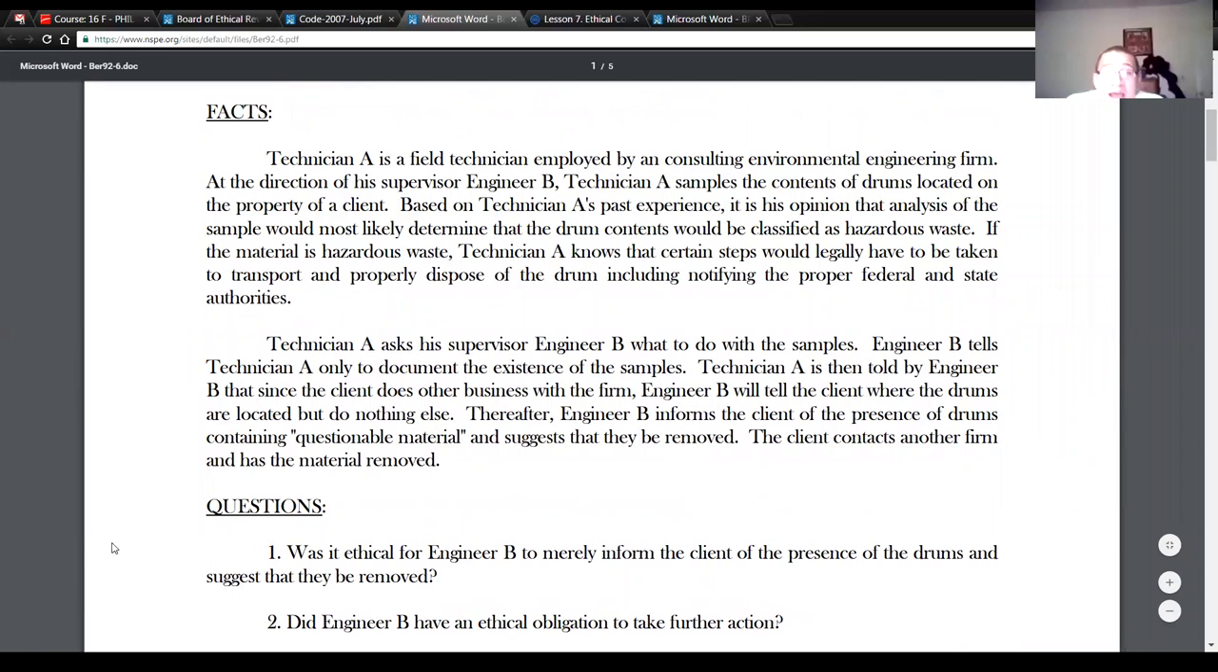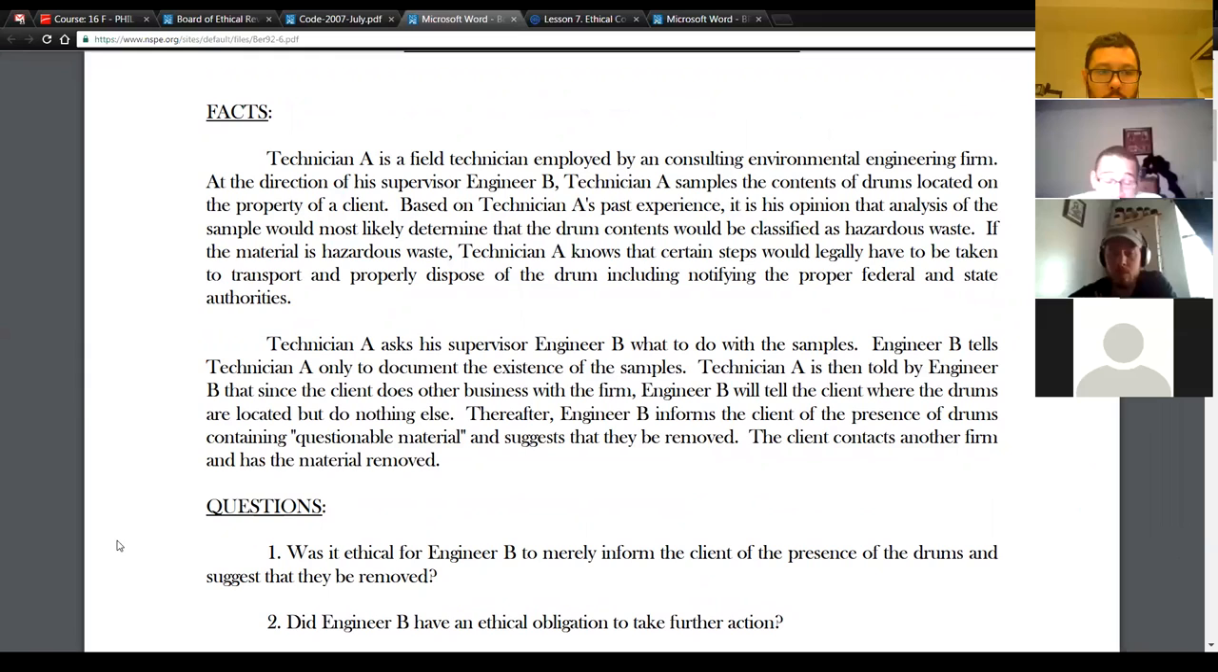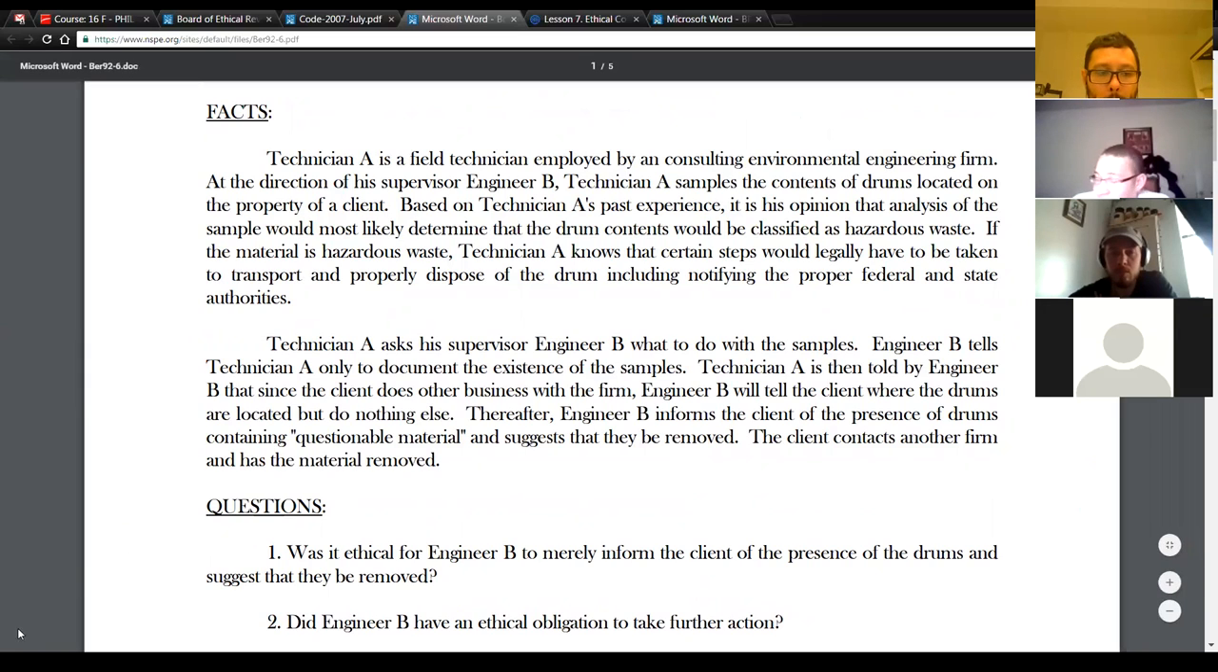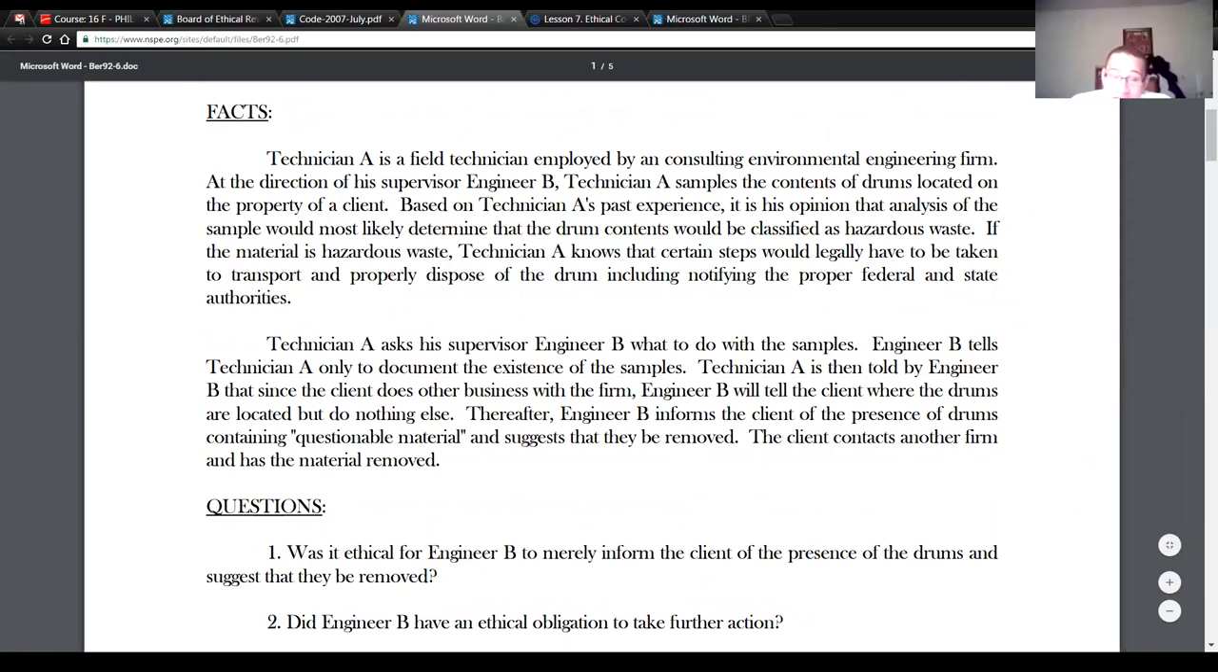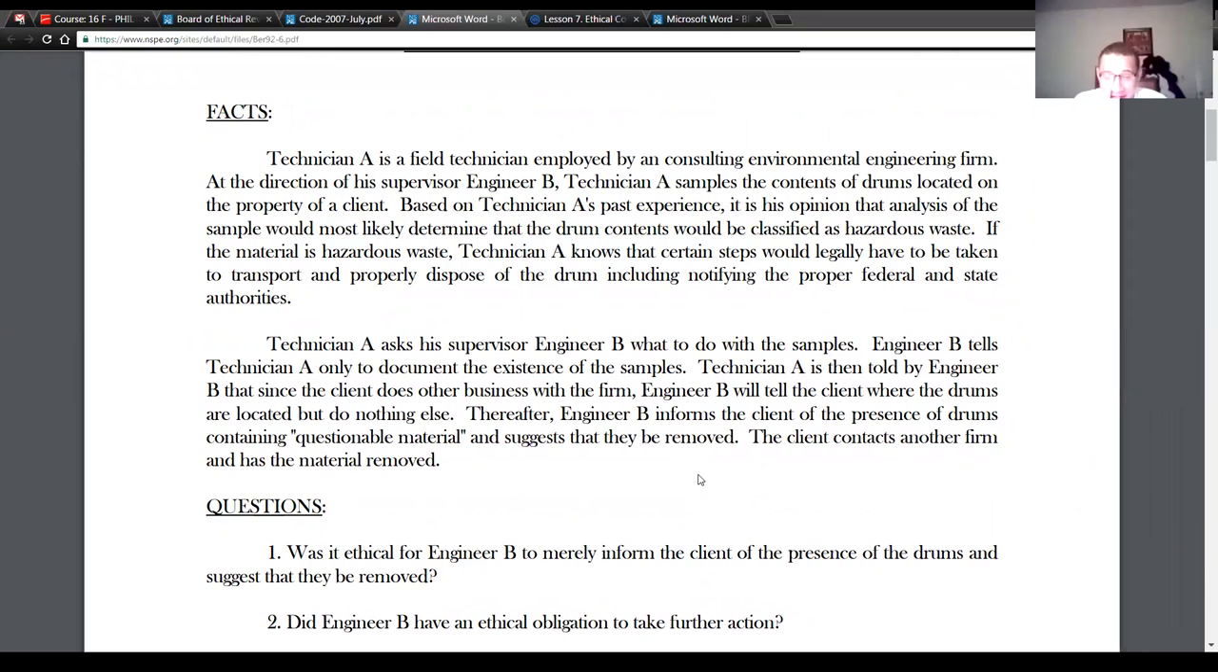Engineer B did have the responsibility of telling them or having the material tested as hazardous waste. If anything happens, I think they are liable basically for the safety of the clients in that manner, since they are going to be interacting with it.